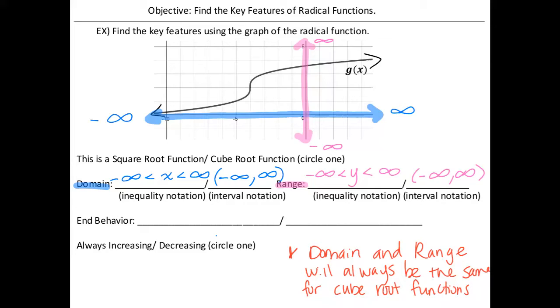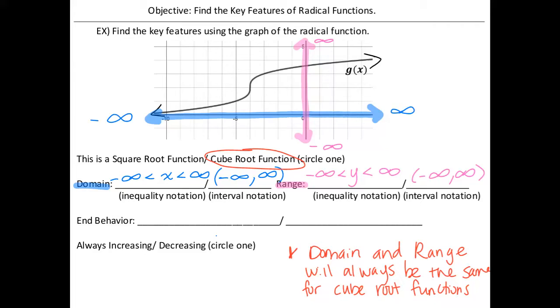The only thing that's going to change, I forgot to circle the cube root. This is a cube root function because there's no endpoints. I forgot to mention that in the beginning. It's a cube root because there's no endpoint. There's no restrictions. So the only things that are going to change are the end behavior and the increasing, decreasing portion, okay?